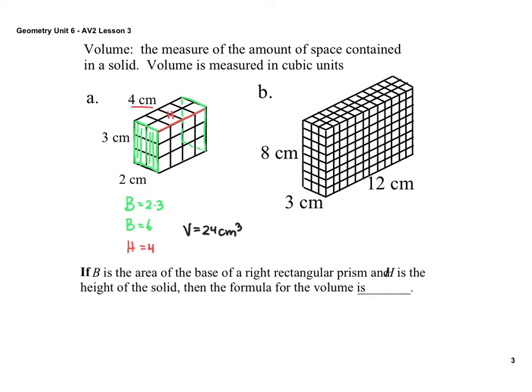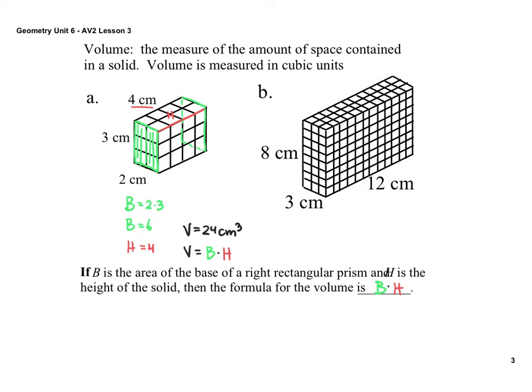Now, how would we build that based on a formula? Well, to find the volume, we would take the area of the base times the height. So I'm going to translate that down here. You can see that if capital B is the area of the base of a right rectangular prism, and H is the height of the solid, then the formula would be the same here. It would be capital B, area of the base, times the height of the prism.